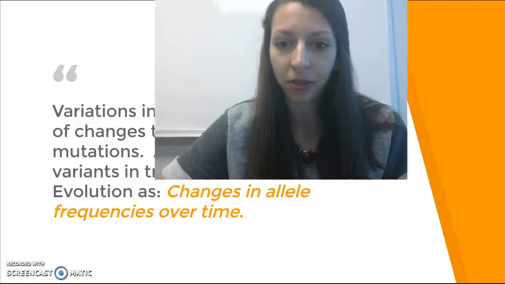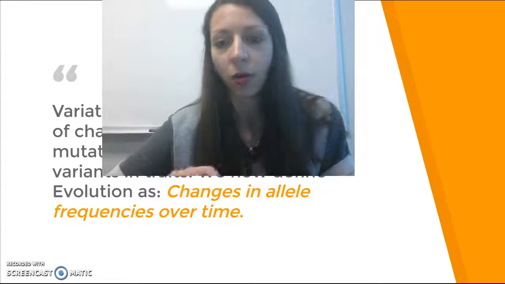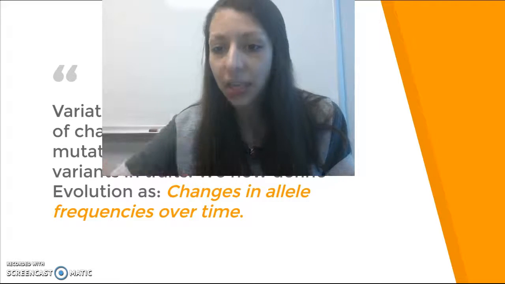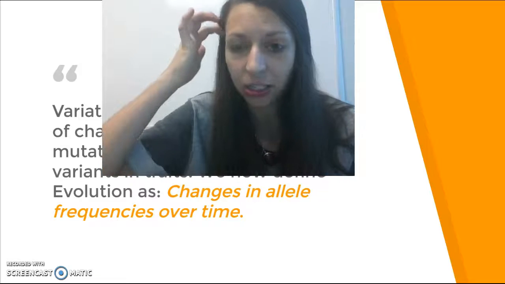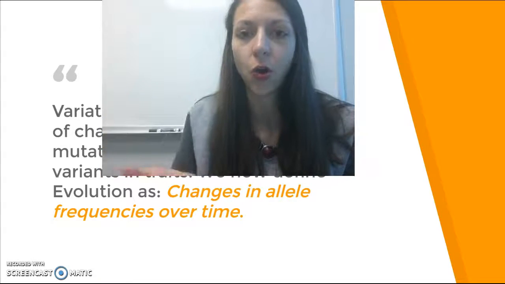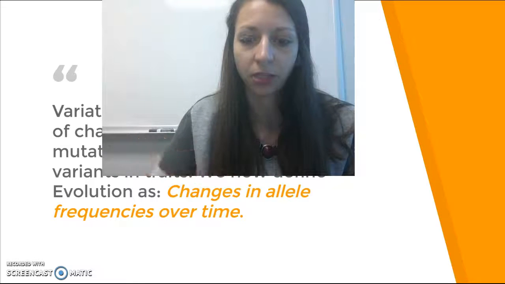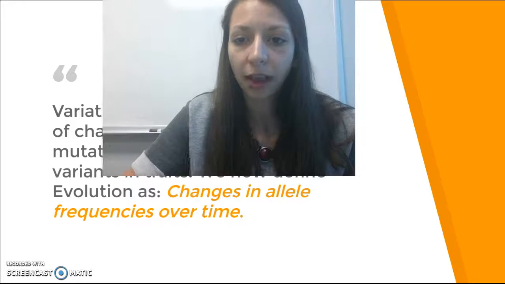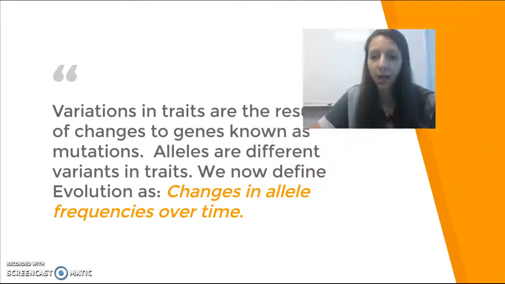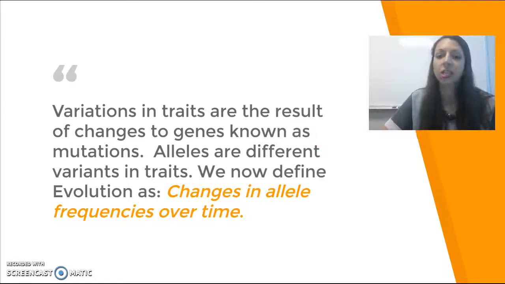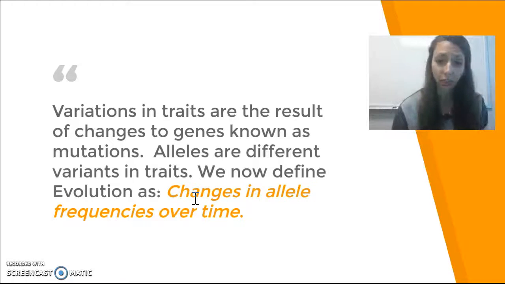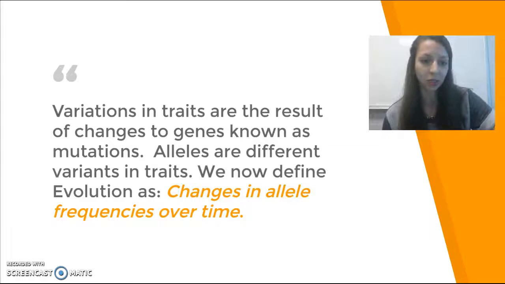I want to remind you guys about the modern synthesis theory, or the idea of how we are going to link Darwinian evolution to an understanding of genetics and modern understanding of inheritance. So we use what we now know, our technologies that are far more advanced, to put that together with our ideas that Darwin had. So we can now define evolution not only as change over time, but changes in allele frequencies over time. So variations in traits that are a result of the changes to genes known as mutations. So alleles are different variants in traits, and we can now define evolution as this. So keep that in mind.